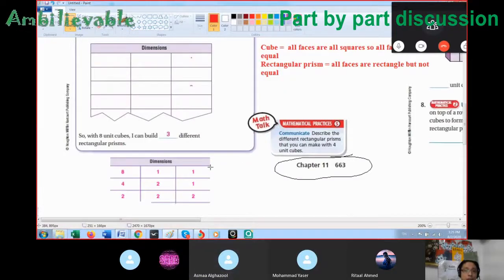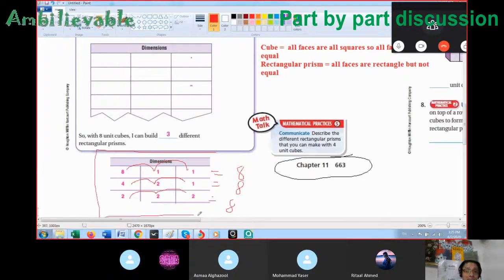You have 8, 1, 1. You have 4, 2, 1. You have 2, 2, 2. How did we do this one? Because there are 3 dimensions, you multiply. 8 multiply 1 is 8, multiply 1 is 8. So 8 cubic units. 4 multiply 2 is 8, multiply 1 is 8. So it is 8 cubic units. 2 multiply 2 is 4, multiply 2 is 8. So therefore, those are what we call 8 cubic units.